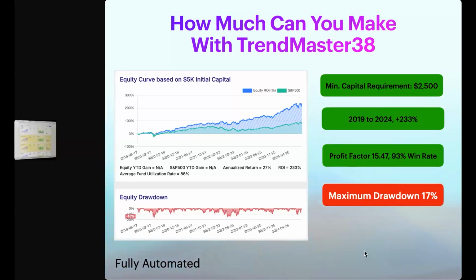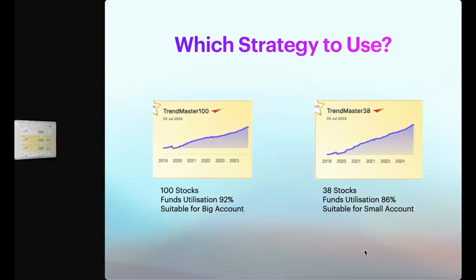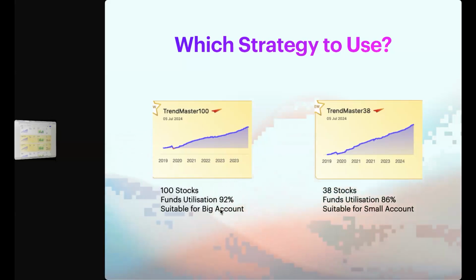Now, the next question that a lot of people like to ask is, which strategy should I use? Why do we have one Trendmaster strategy, but two different robots created out of it? It's because our customer base has got big pockets and small pockets. For big pocket clients, people who can fund in excess of $15,000 in your trading account, you should be using Trendmaster 100 because you will be able to take more trades. Your fund utilization will be at 92%.